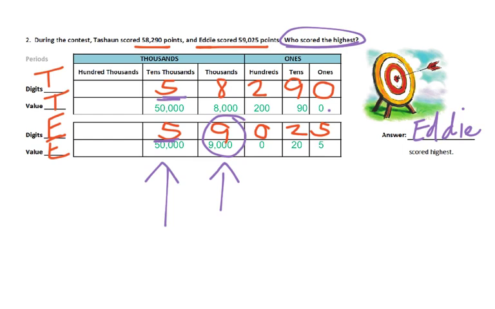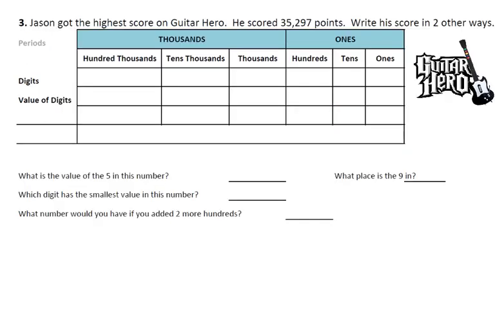Alright, if you need more time, feel free to press pause on the video. So we're now looking at number 3. Jason got the highest score on Guitar Hero. He scored 35,297 points, and we're asked to write his score in 2 other ways. So just like we've been doing before, we have the digits and then the value of the digits. So I'm going to first put my digits on here. I always like to start in my ones place so that I make sure that I account for each number.